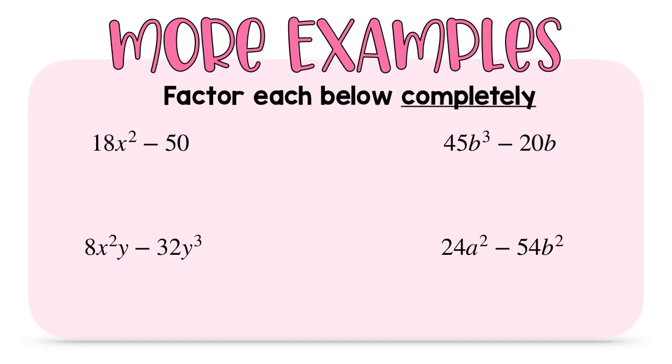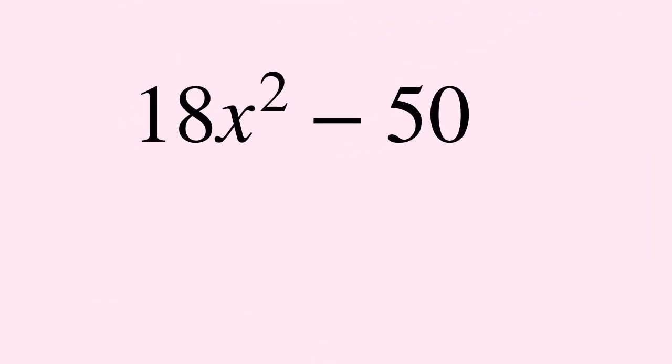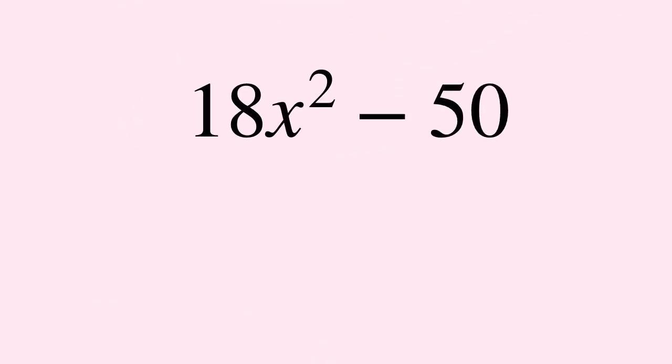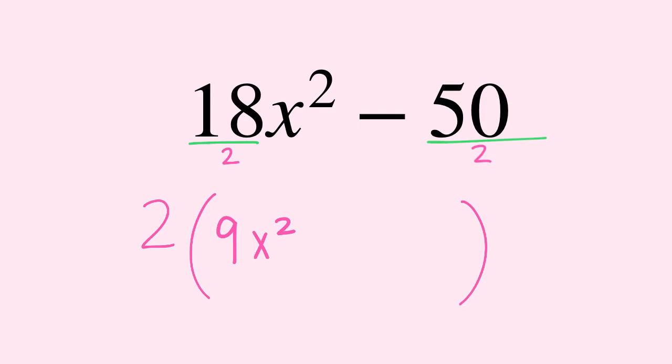Okay, so factor each below completely. Anytime you see that word completely, that's kind of a hint that typically means there's multiple things you've got to do. So let's take a look at this one. Does this have a greatest common factor? So let's think about that. Is there something that goes into 18 and 50? And there is. That would be 2 again. So the greatest common factor is 2. So we're going to put the 2 on the outside. So if I divide each of these by 2, well, 18 divided by 2 is 9. So this would become 9x squared. And then 50 divided by 2 is 25. So minus 25. And then let's see if we can factor this again.